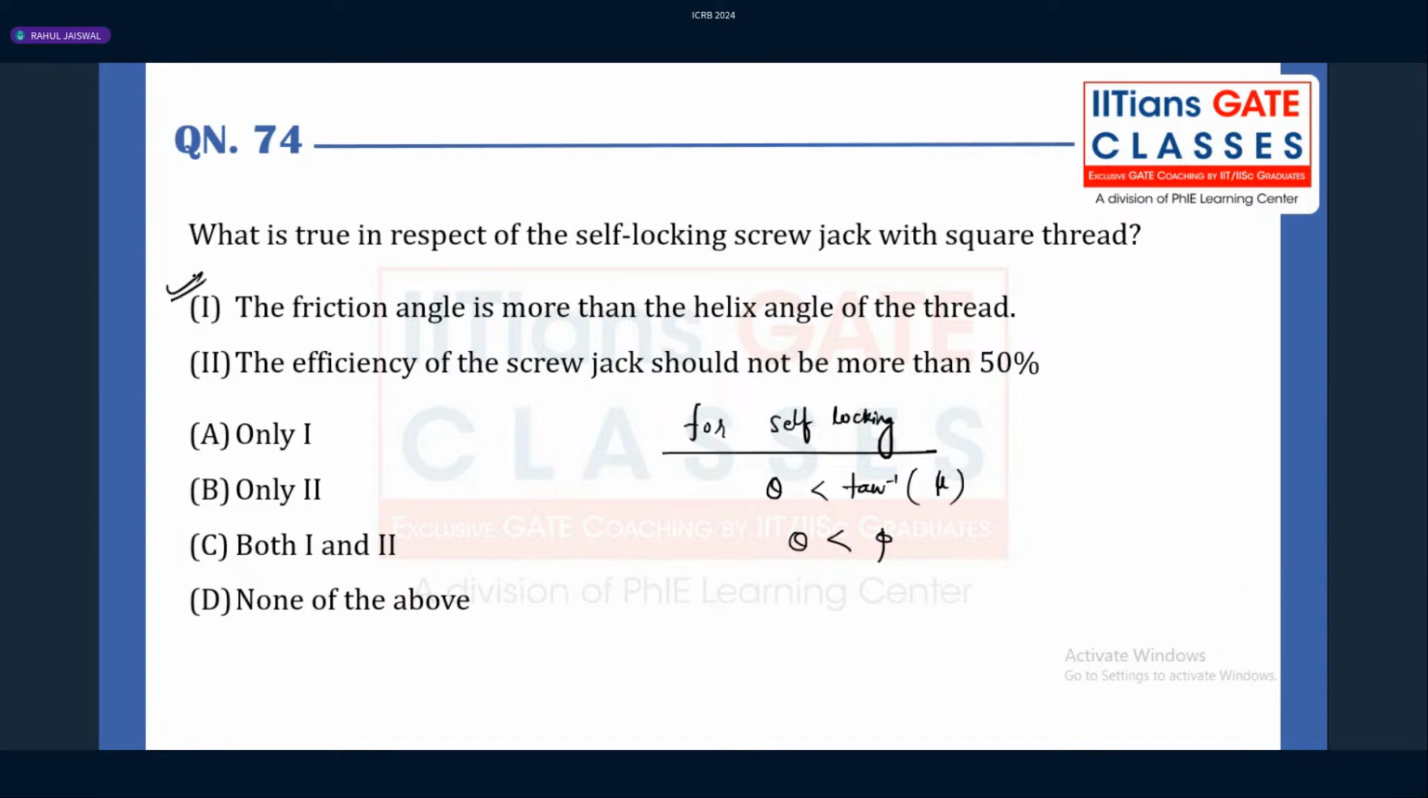So this option is correct. The statement that the efficiency will be not more than 50% is also a correct statement, guys. Please try to note down: the maximum efficiency is 50%. We cannot achieve more than that. So both these statements are correct. Screw jack, square thread, they have asked multiple times in the ISRO examination. If you observe the previous year solutions of this ISRO exam, you will see it.